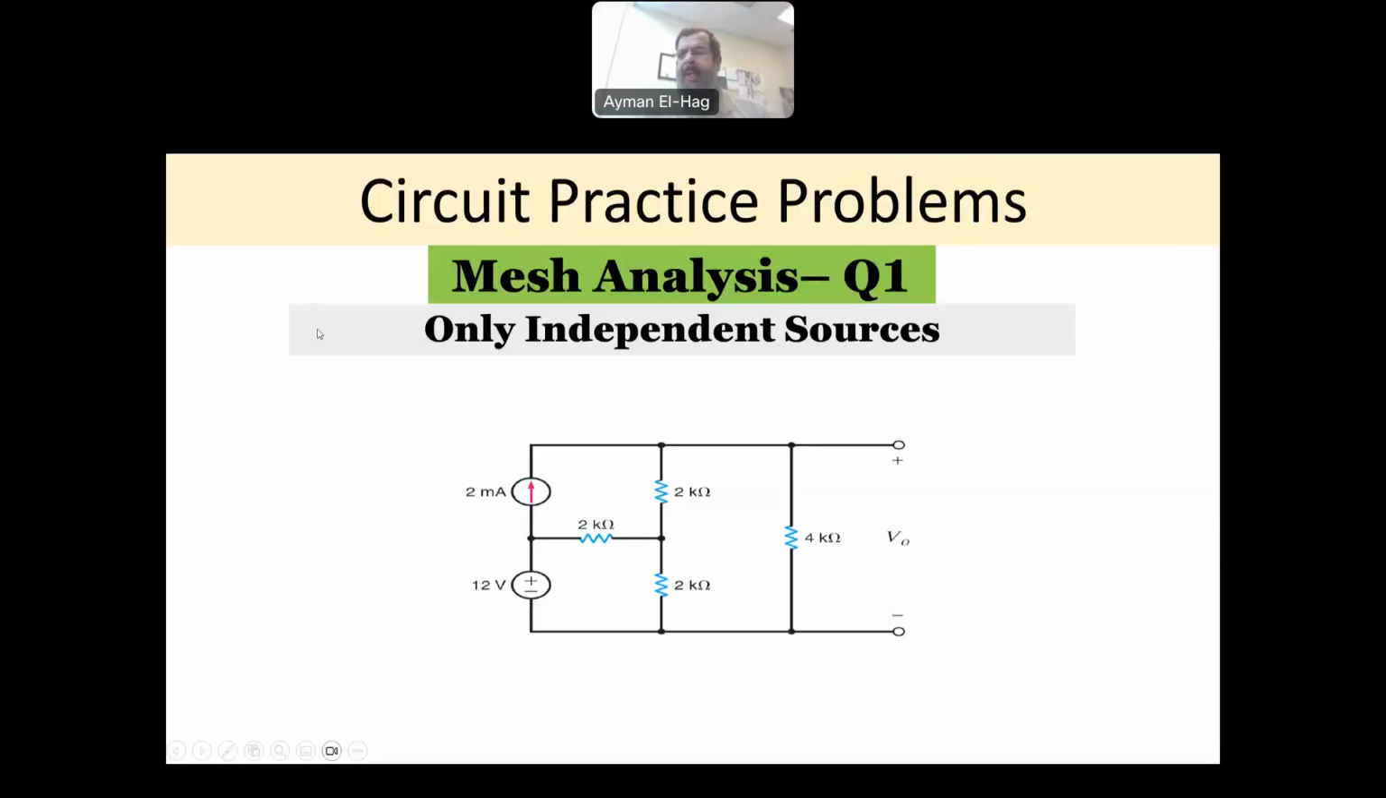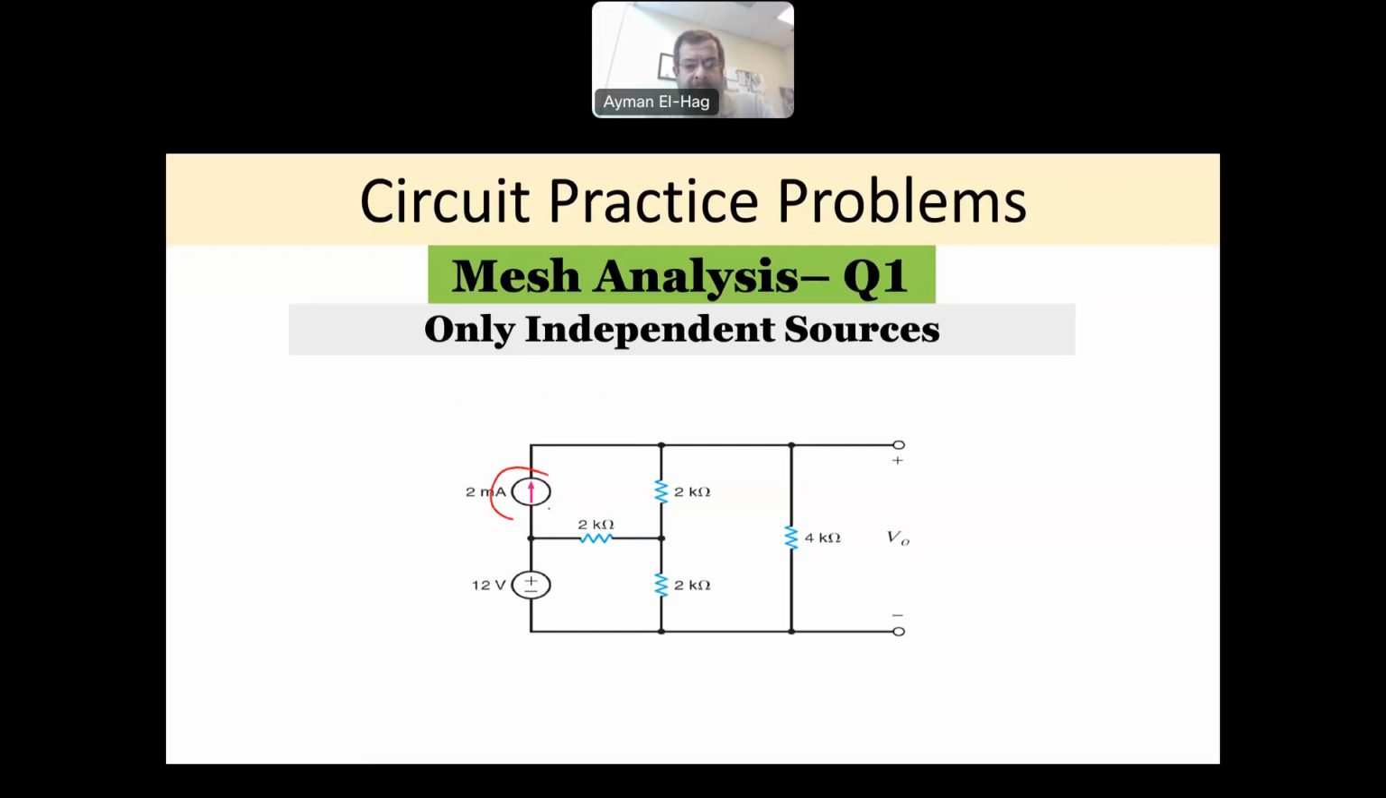Hi everyone, and welcome to this series of solving different circuit practice problems. This is the first question. We will be using mesh analysis to analyze this circuit. Now we will have different scenarios. This scenario will have only independent sources. So we'll have an independent current source and an independent voltage source.